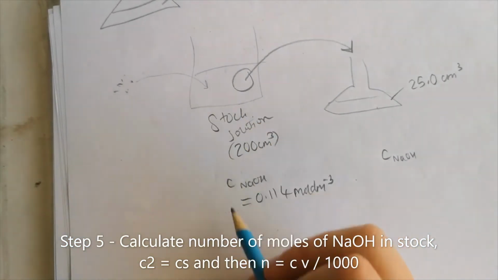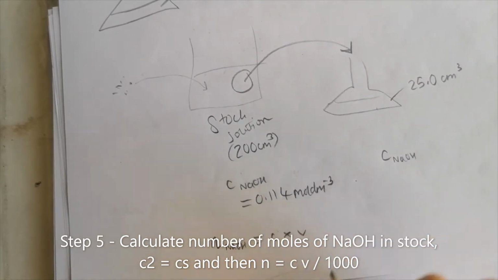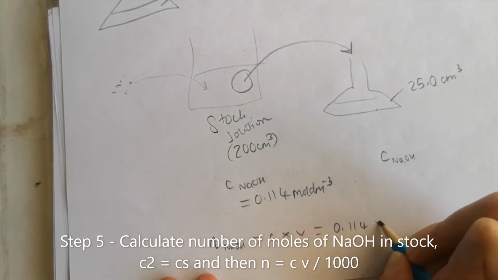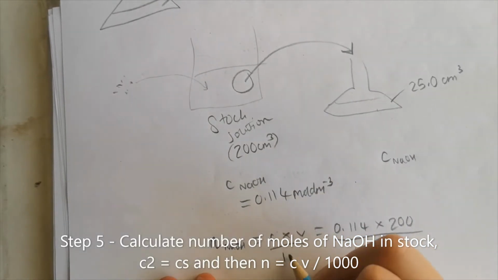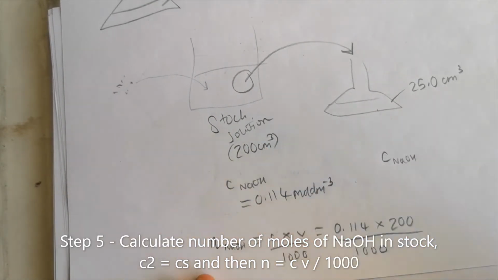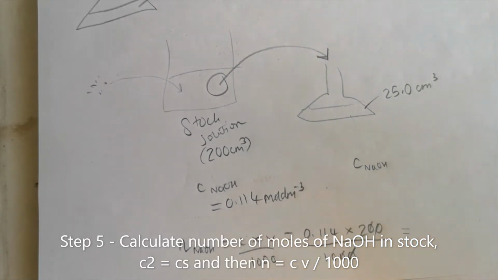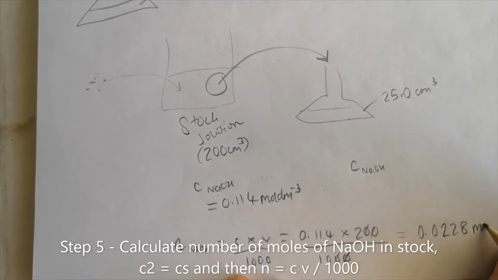First, we need to find out the number of moles that we had in the stock solution. That will be equal to the concentration times the volume. In this case, the volume is 200, but the concentration is the same as before. We need to divide by 1,000 because our unit for volume is in centimeter cubed. Then we will end up with a value of 0.0228 mole.